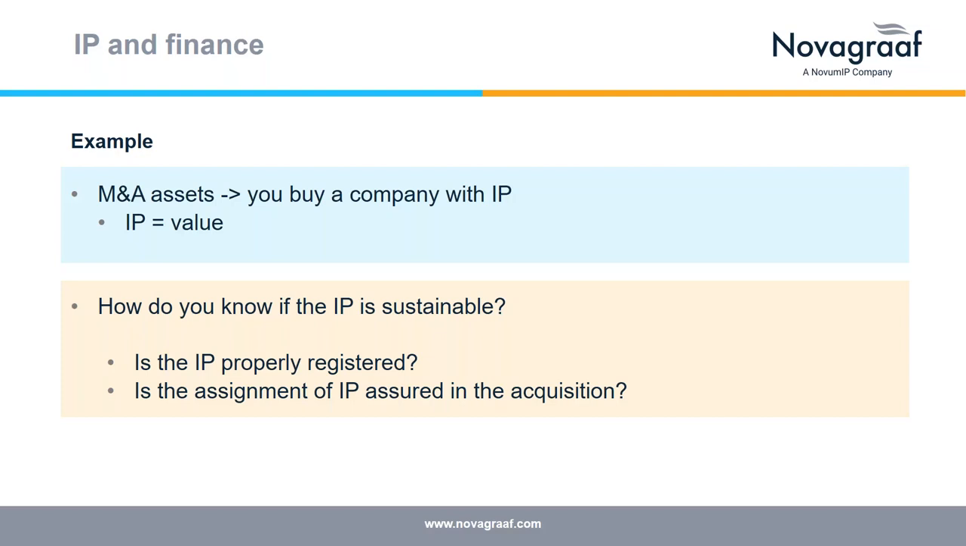when you buy a company with IP, the IP, of course, has value. Now, the main question always should be, what are you buying? And how do you know if that IP is sustainable? Now, there are very important questions to be asked. Is the IP properly registered, for example? And is the assignment, the recordal of assignment of the IP, assured in the acquisition so that you make sure that the trademarks are registered in your company's name? Now, I will try to help you answer those questions further on in the presentation.